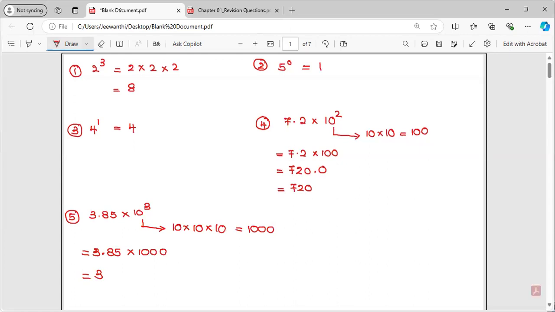That means we want to move 3 steps to the right side. But when we are jumping 3 steps to the right side, we have only 2 digits to jump. So to get the third jump, we don't have a digit. When we don't have a digit to get the third jump, we can put an imaginary zero and get the movement. So that becomes 3850.0, and you conclude the answer 3850.